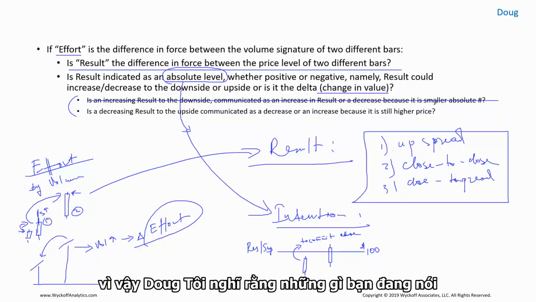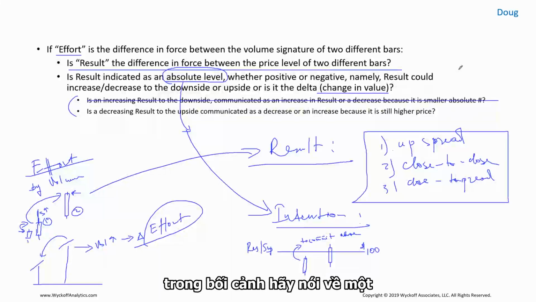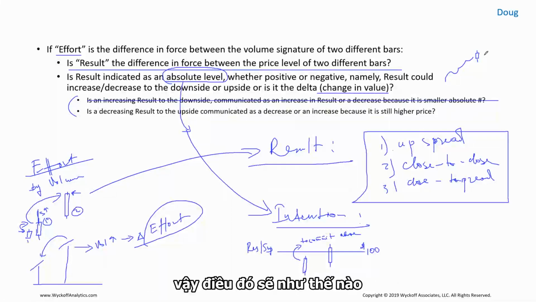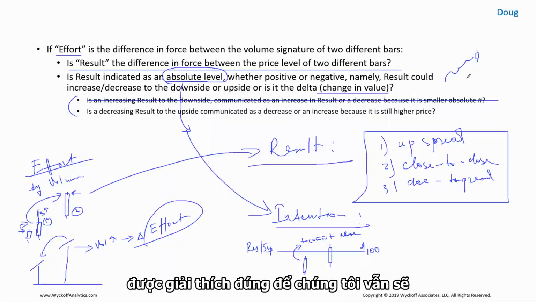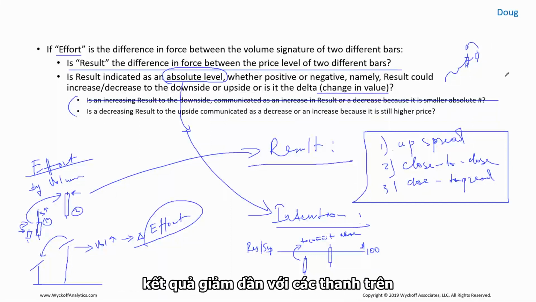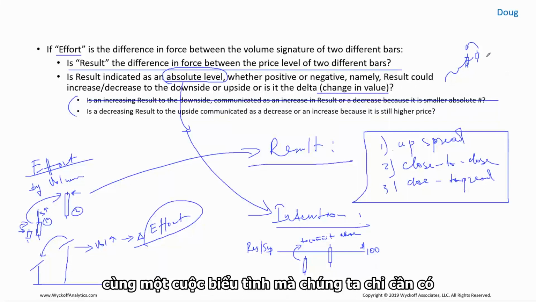So, Doug, I think that what you're talking about is in the context, let's say, of an upswing where maybe a result is decreasing, right? So let's say spread is decreasing, maybe volume signature is decreasing. If I understand the question correctly, how would that be interpreted? All right, so we still would be looking for the previous bars, right? And we would be comparing the last bar with decreasing result with the bars on the same rally.